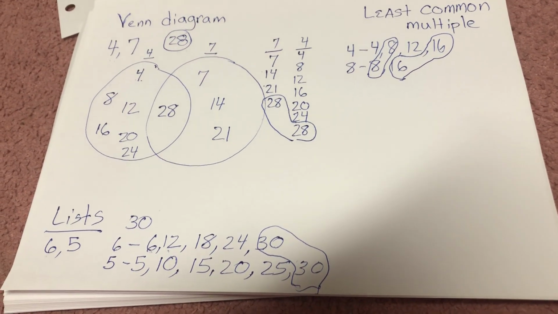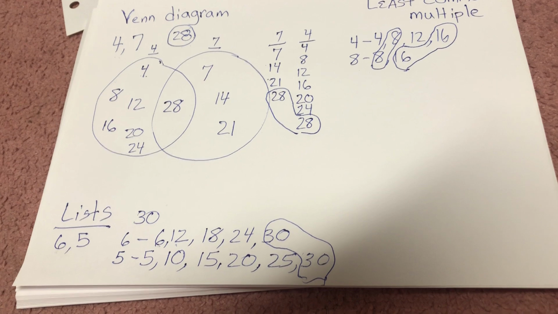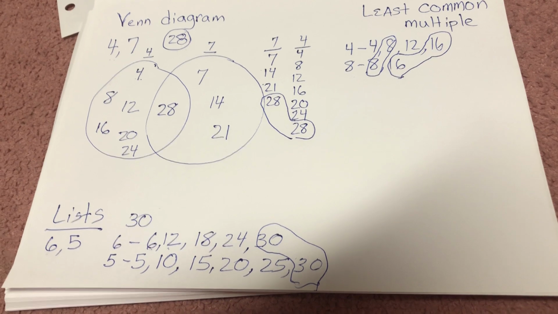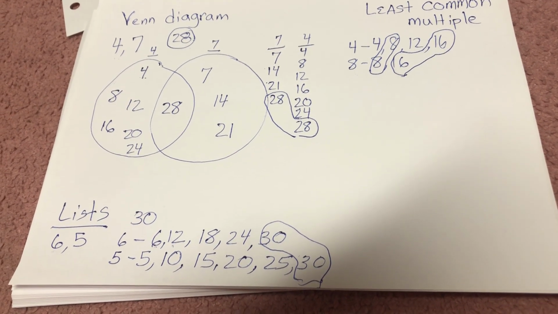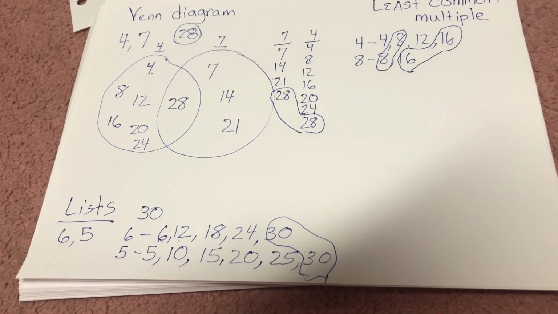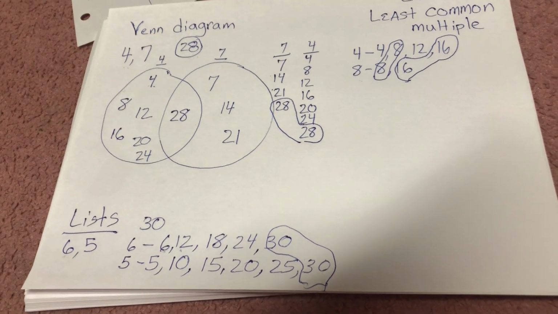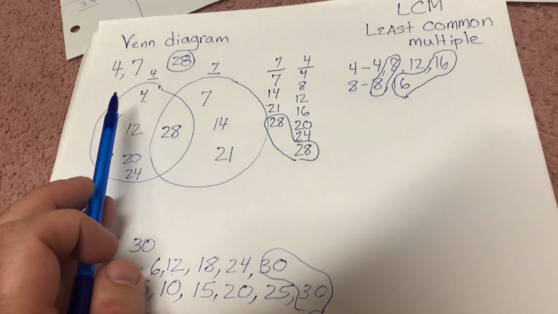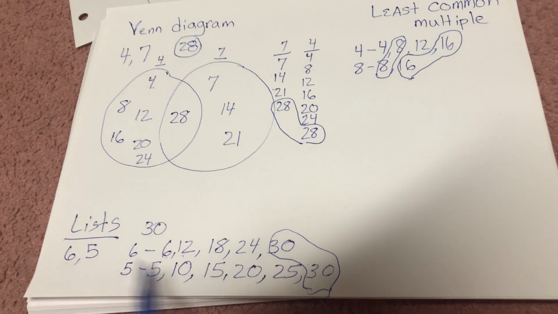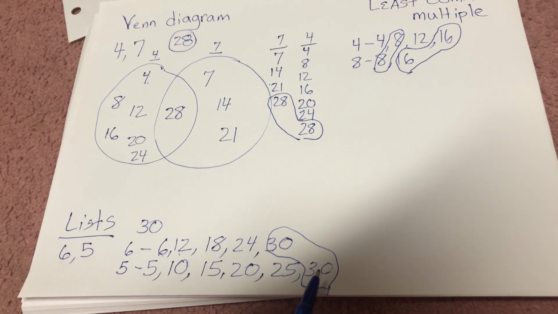Now, I'm going to pause right here before we move on, because I can sense that some of you are noticing something about these first two examples that we did. And so I'm going to play a little Mythbusters. I don't know if you've ever heard of that show, but I'm going to make sure that we understand something. In this one Venn diagram, we did 4 times 7 and got 28, and 28 was our least common multiple. Here we had the numbers 6 and 5. 6 times 5 was 30. 30 was our least common multiple.